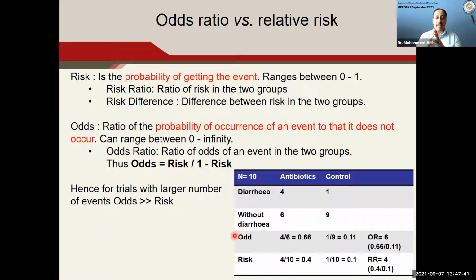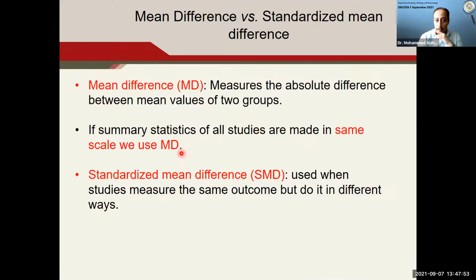And most of the studies that evaluate the association or correlation of adverse effect of drug, mostly they use odds ratio, not the risk ratio. Some studies use risk ratio. And remember, this is for dichotomous, okay? While for continuous, we use mean difference or standardized mean difference.